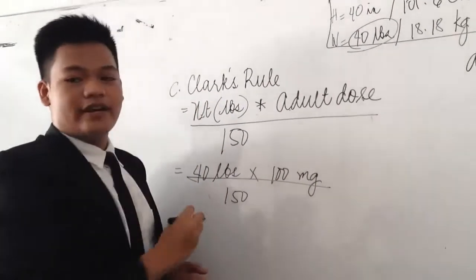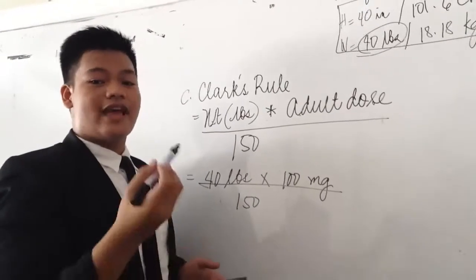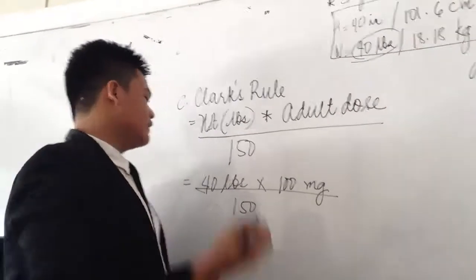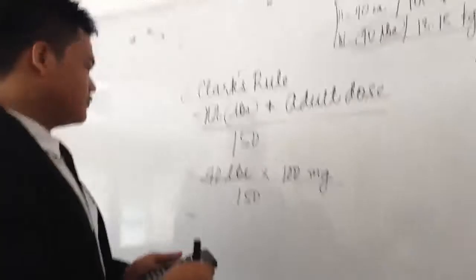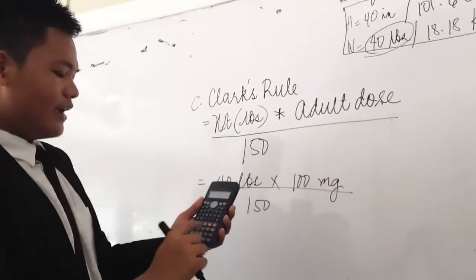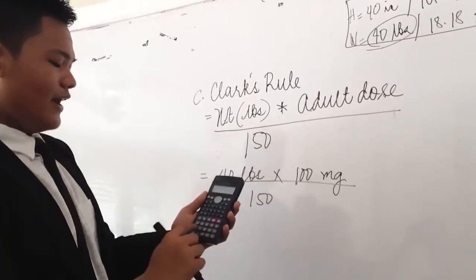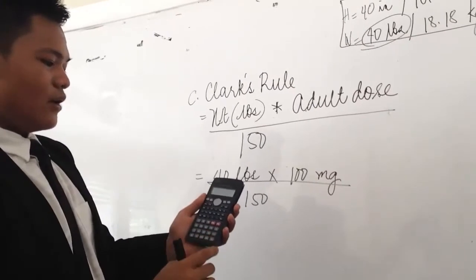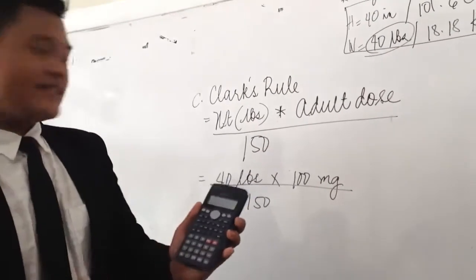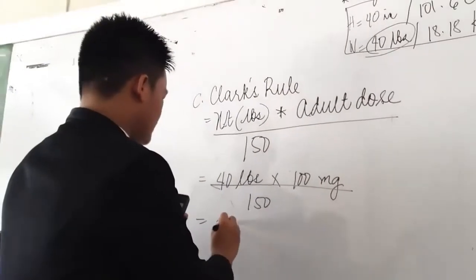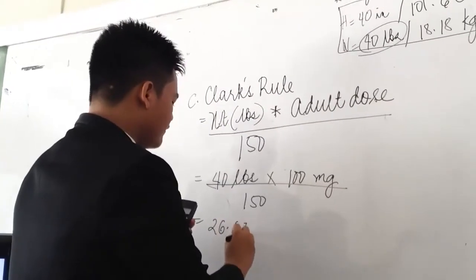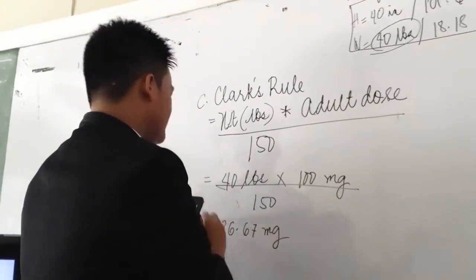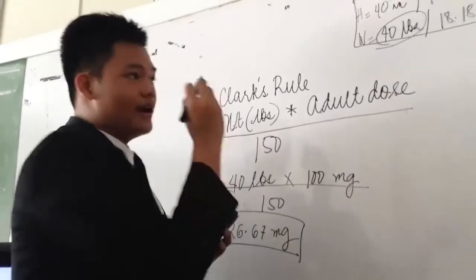So what is this 150? Remember, 150 is the average weight of an adult. So let's solve. 40 times 100 milligrams divided by 150. We have 26.67 milligrams. So this is the patient's dose in Clark's rule.